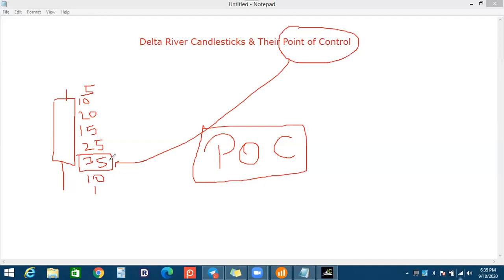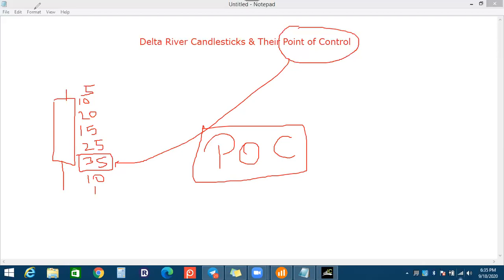Is it clear? Point of control? Yes, clear, brother. Yes, sir. Okay, it means the point of control is the place where the highest volume is traded in the candle. Okay, highest volume.